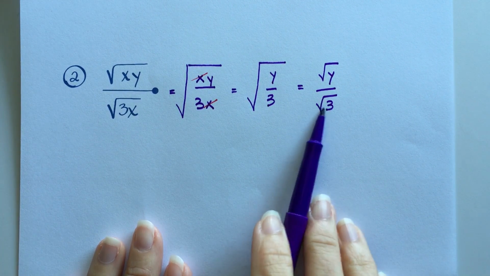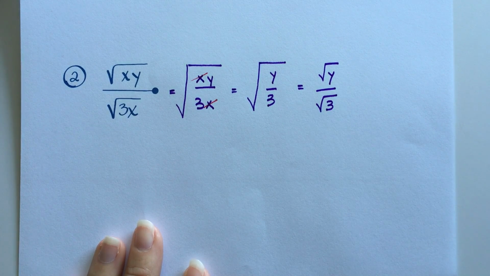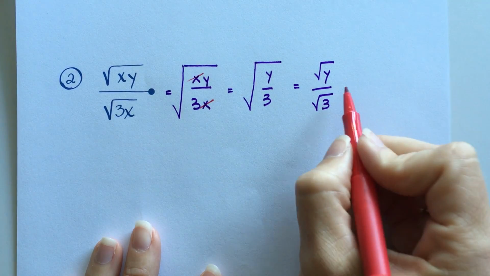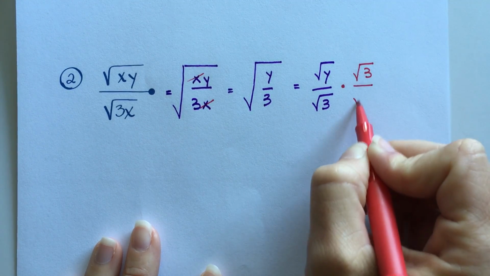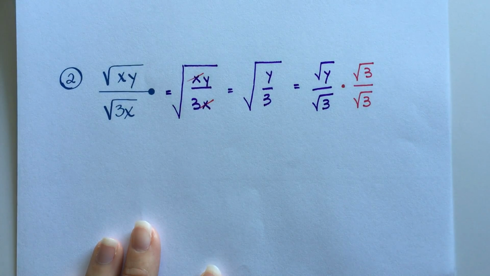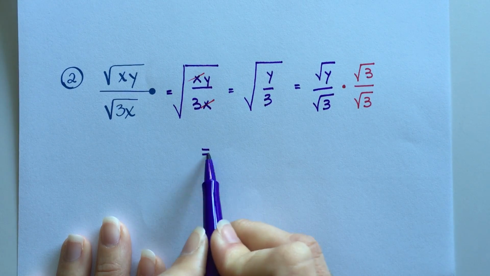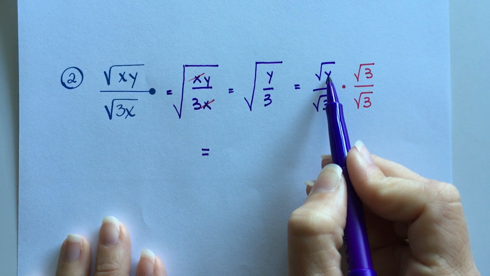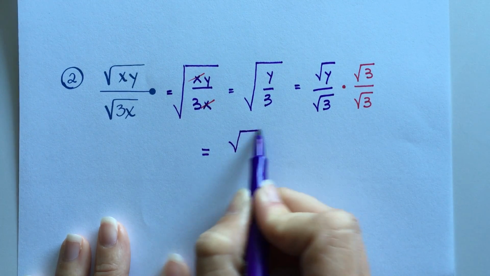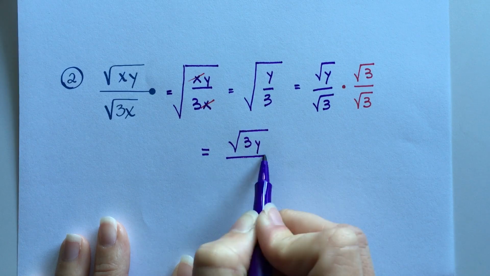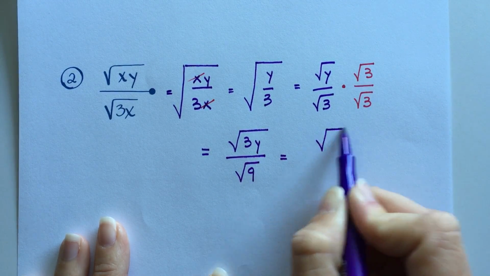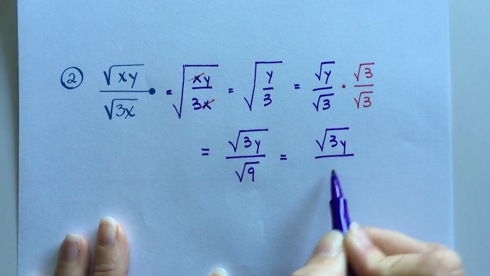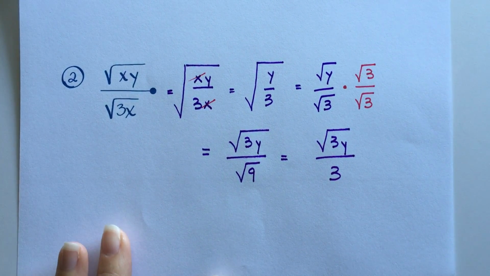All right, so just like a while ago, I can't simplify the square root of 3, and I can't leave that radical on the bottom, so I'm going to rationalize. So I multiply the top by square root 3 and the bottom by square root 3. All right, so multiply what you have underneath. So y times 3 is going to give me 3y. 3 times 3 is going to give me 9. But then I can simplify the square root of 9. Square root of 9 is just 3.